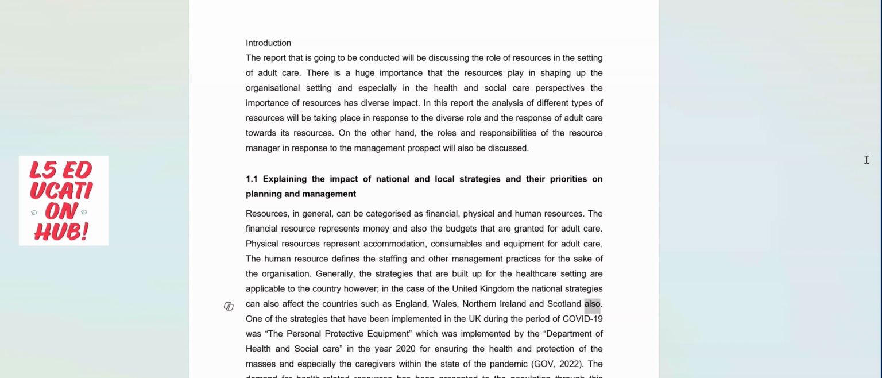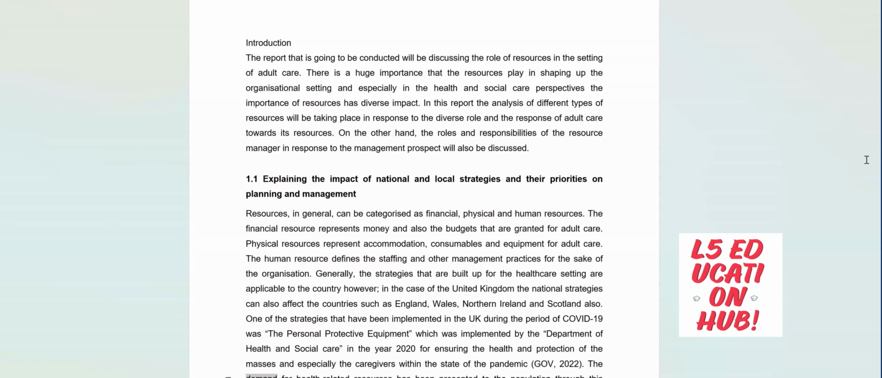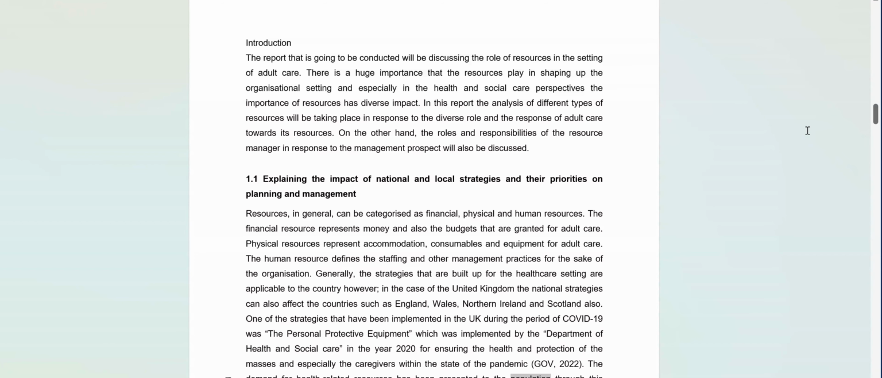One of the strategies that have been implemented in the UK during the period of COVID-19 was the personal protective equipment, which was implemented by the Department of Health and Social Care in the year 2020 for ensuring the health and protection of the masses and especially the caregivers within the state of the pandemic. Government, 2022. The demand for health-related resources has been presented to the population through this particular strategy.